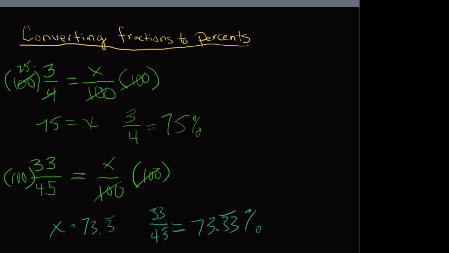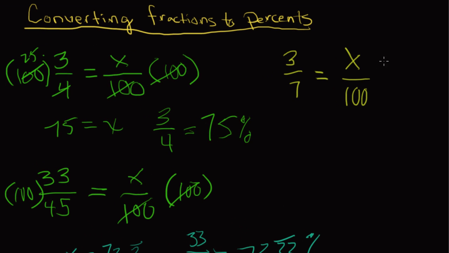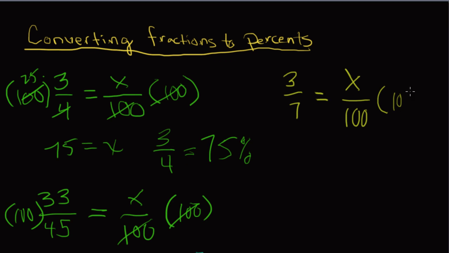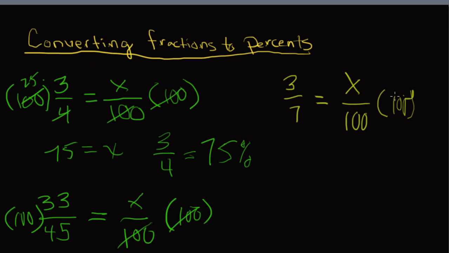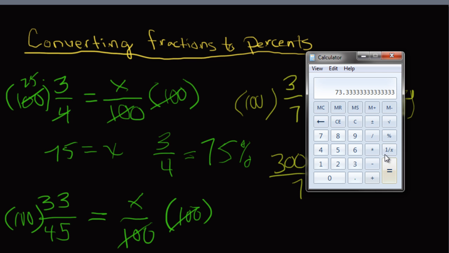Let's do another one. Let's say we have 3/7, and we want to know what that is in form of percents. You do the same thing. You set it equal to some number over 100, multiply each side by 100. This cancels the 100s, so we're left with 300 over 7, which we will also just plug into a calculator.